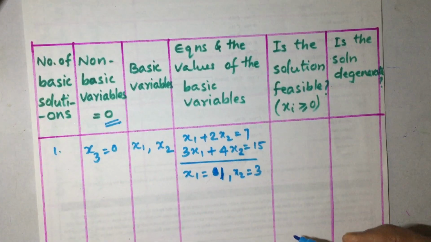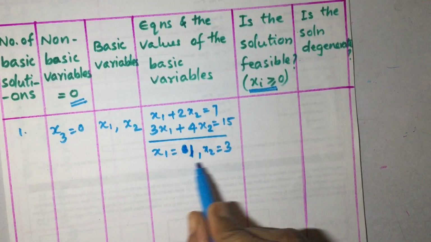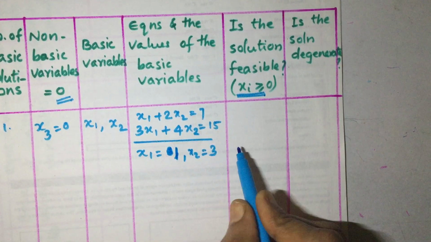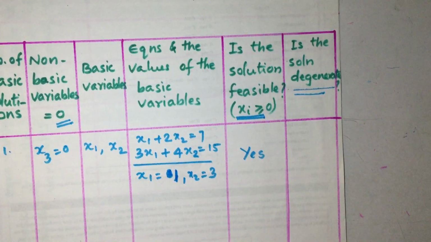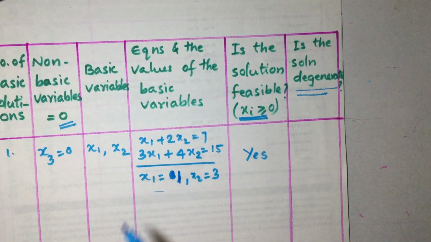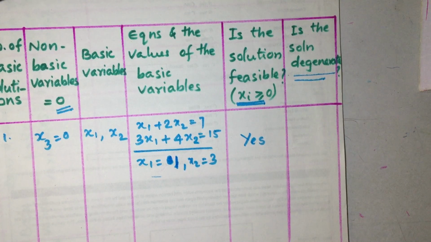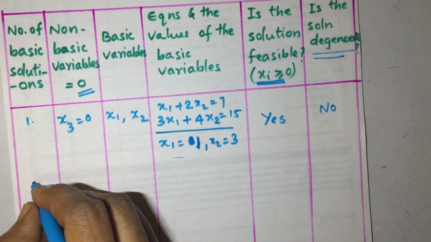Now, is the solution feasible? A solution is feasible if all the calculated values are non-negative. Obviously x1 equal to 1 and x2 equal to 3 are non-negative, therefore yes, the solution is feasible. Now, is the solution degenerate? As we discussed in the previous lecture, if the calculated values contain at least one 0, then we call it a degenerate solution. If some of the values obtained in the basic feasible solution are 0, it is a degenerate feasible solution. But here none of the values is 0, therefore the solution is not degenerate.